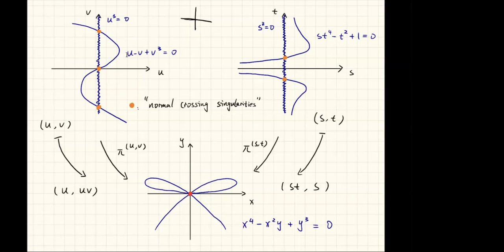But what's a small perturbation of this picture that would make it not singular? It looks like it's going to have to self-intersect, right?